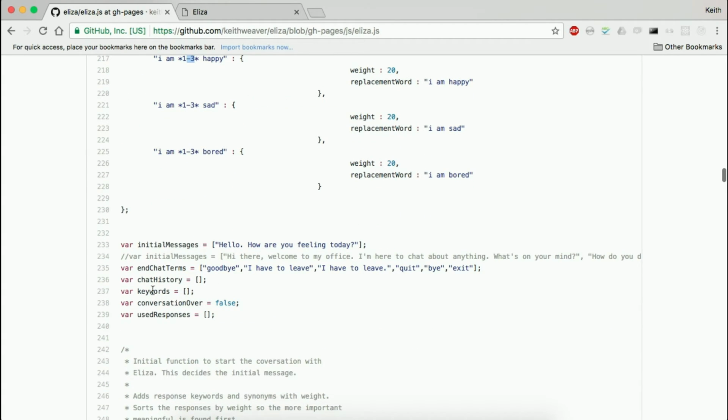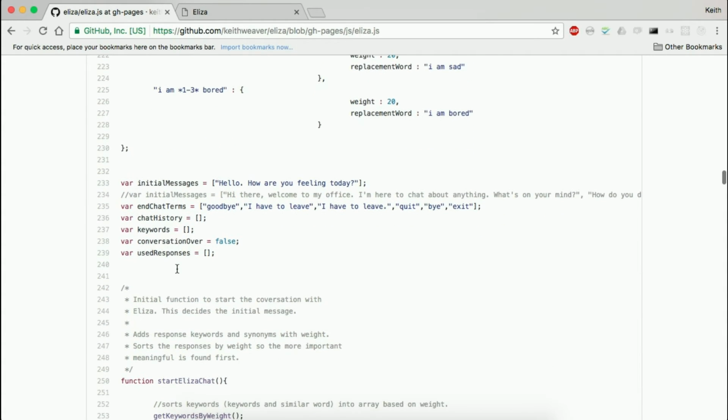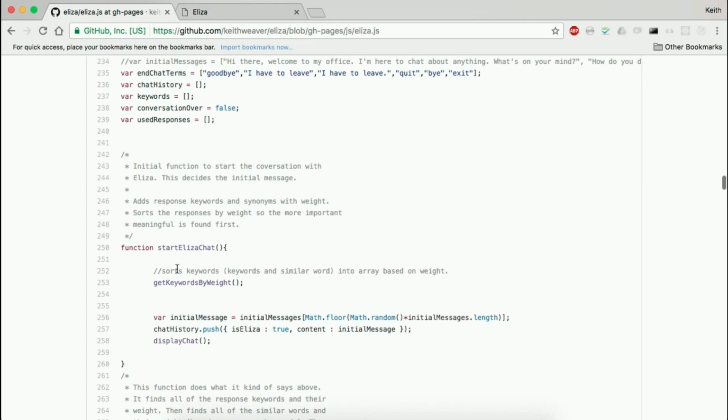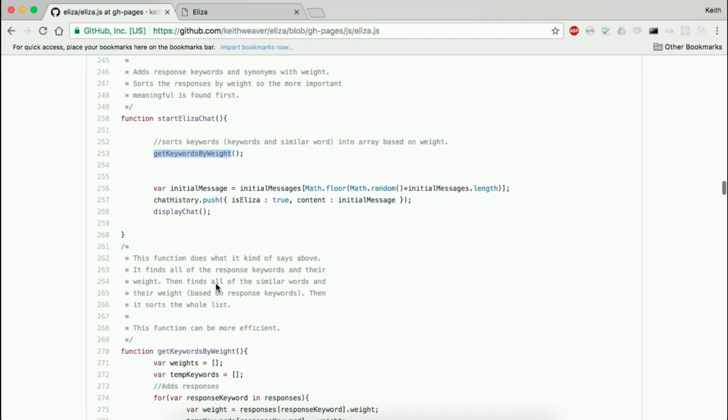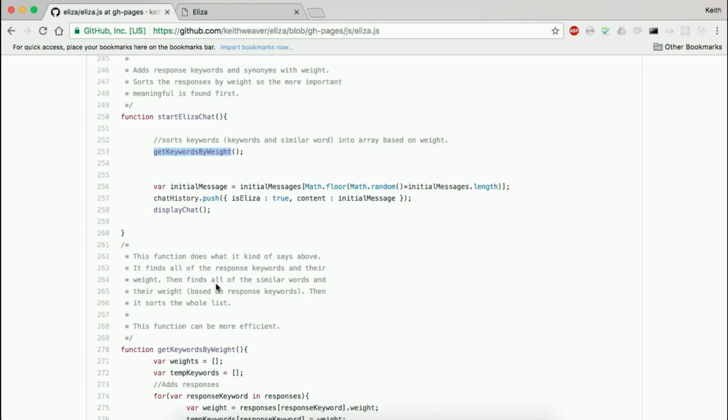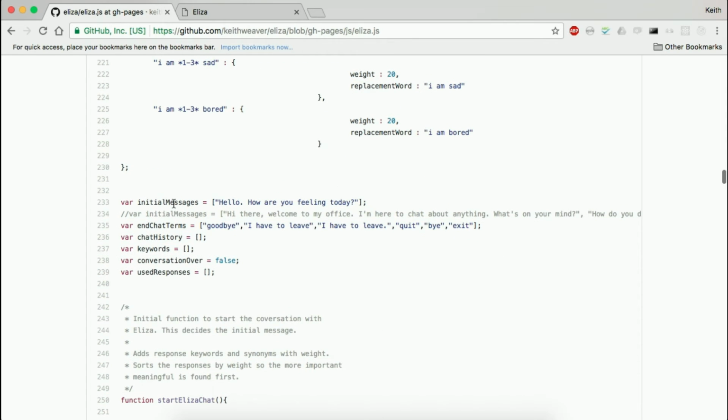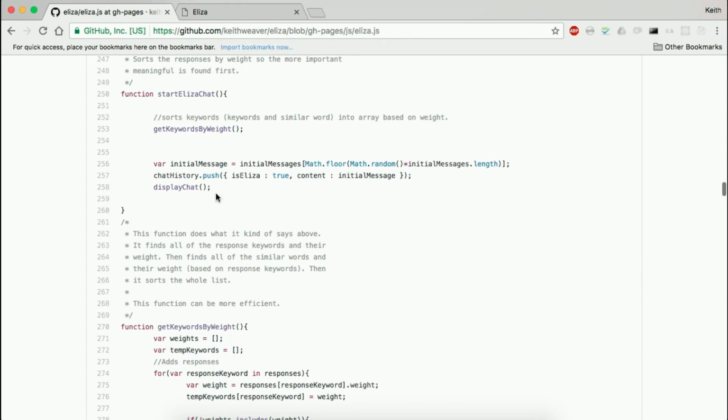So the initial message is, how are you feeling? When you say goodbye, it ends the conversation. So the first thing that gets called is the start Eliza chat. And this get keywords by weight is where it looks up the synonyms and the keywords, and then creates a list of both the keywords and synonyms. And then the initial message is going to be always the one message, but you can make it multiple.